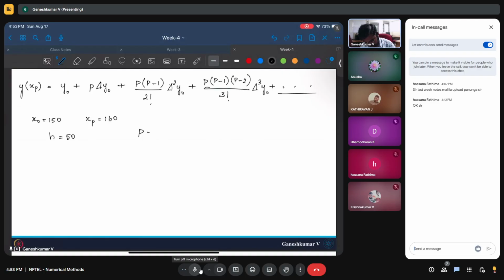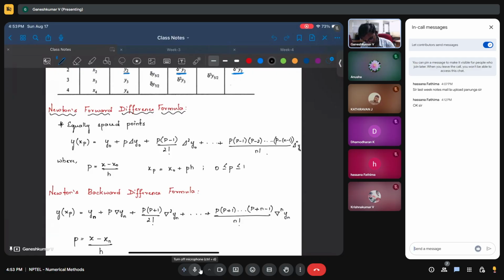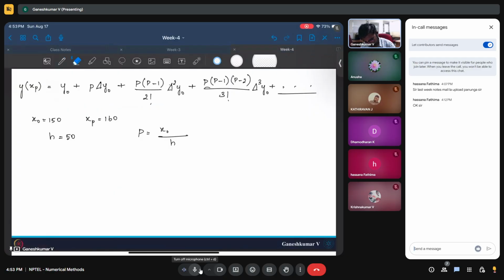So if that is the case, p is going to be x naught minus xp divided by h. Correct? Sorry, the other way. xp minus x naught divided by h. xp is 160 minus 150 divided by 50, which is going to be 10 by 50, which is 1 by 5, which is 0.2. Okay, so your p is 0.2.